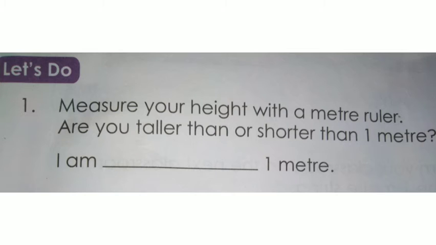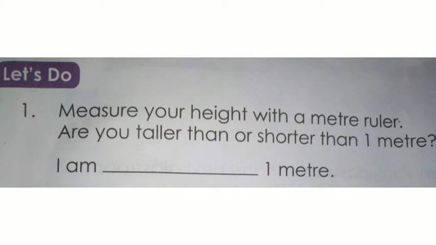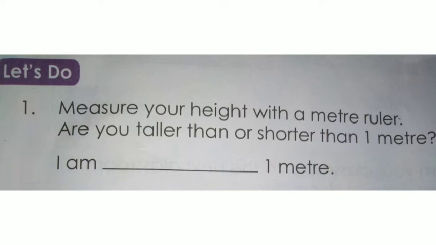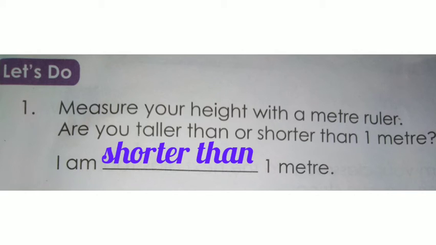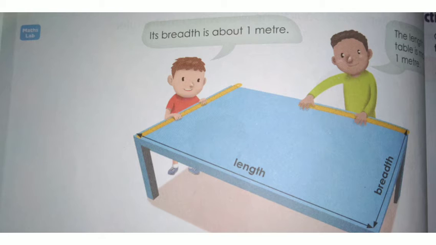Listen to the question. Measure your height with a meter ruler. Are you taller than or shorter than 1 meter? What you have to do is measure the height by using the ruler scale, and check whether you are taller than 1 meter scale or shorter than 1 meter scale. After checking your height with the meter scale, you have to write in the dash as "I am taller than 1 meter" if you are taller, or if you are shorter, then you have to write it as "I am shorter than 1 meter."